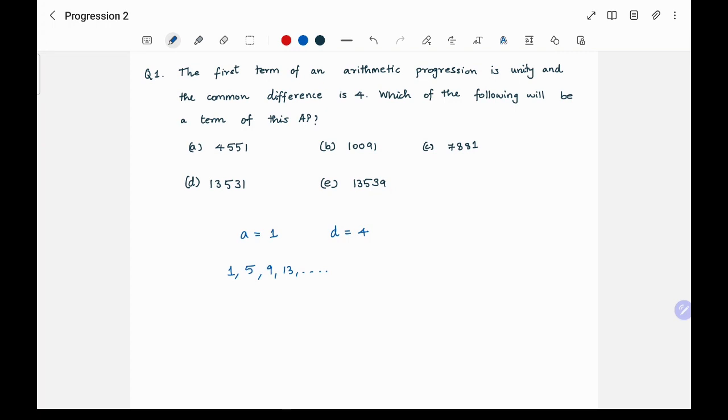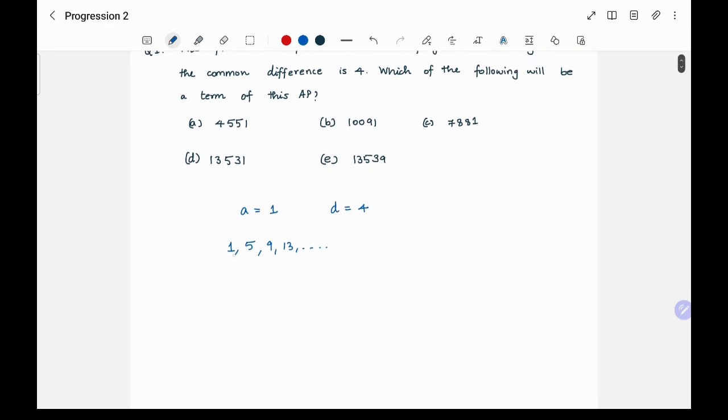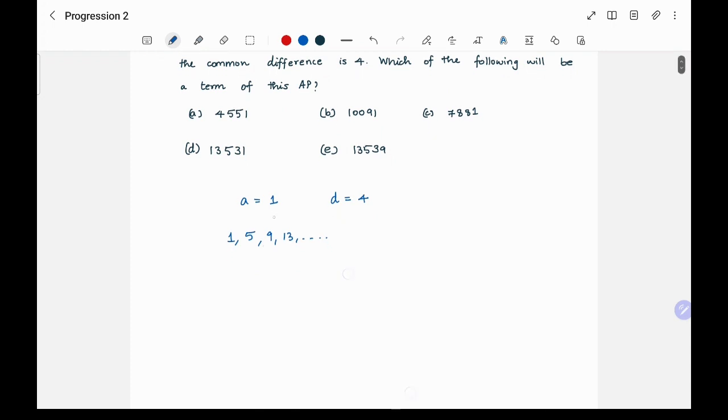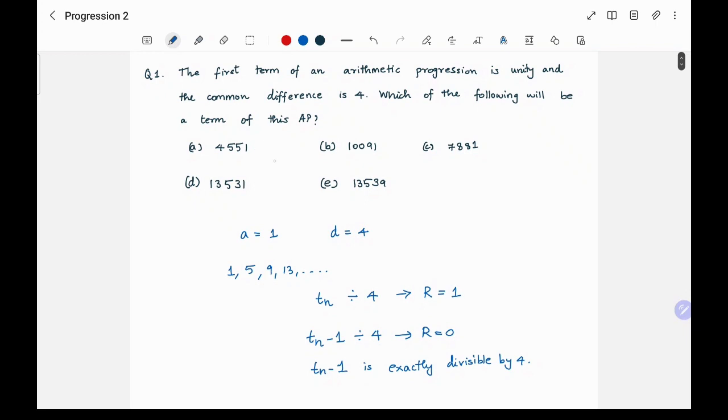So we'll use our knowledge of the remainder theorem. Whenever a number in this AP is divided by 4, the remainder will be 1, because we are starting with 1 and adding 4 everywhere. So if Tn divided by 4 gives a remainder of 1, then what will be the remainder when Tn minus 1 is divided by 4? The remainder will be 0. So Tn minus 1 is exactly divisible by 4. So we'll check each term.